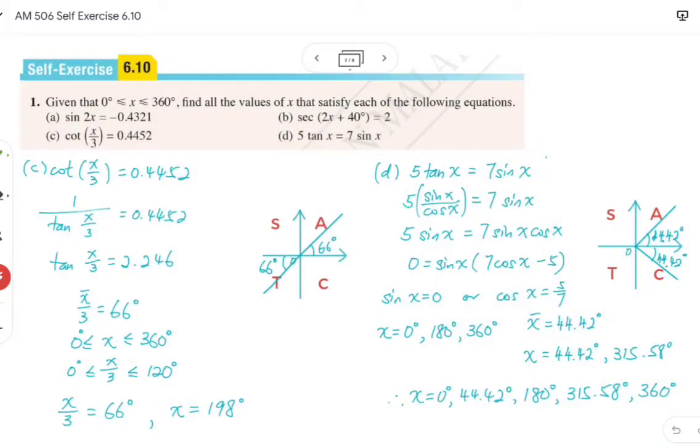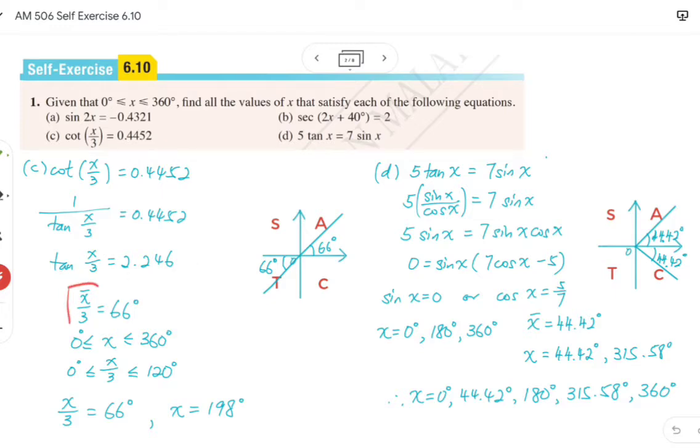C. Cotangent x over 3 equals 0.4452. Cotangent is 1 over tangent x over 3, which is equal to 0.4452. Same thing, if we need to find the value of tangent x over 3, we shift it over and change places with the 0.4452. So we get 1 over 0.4452, which is 2.246. So tangent x over 3 is 2.246.